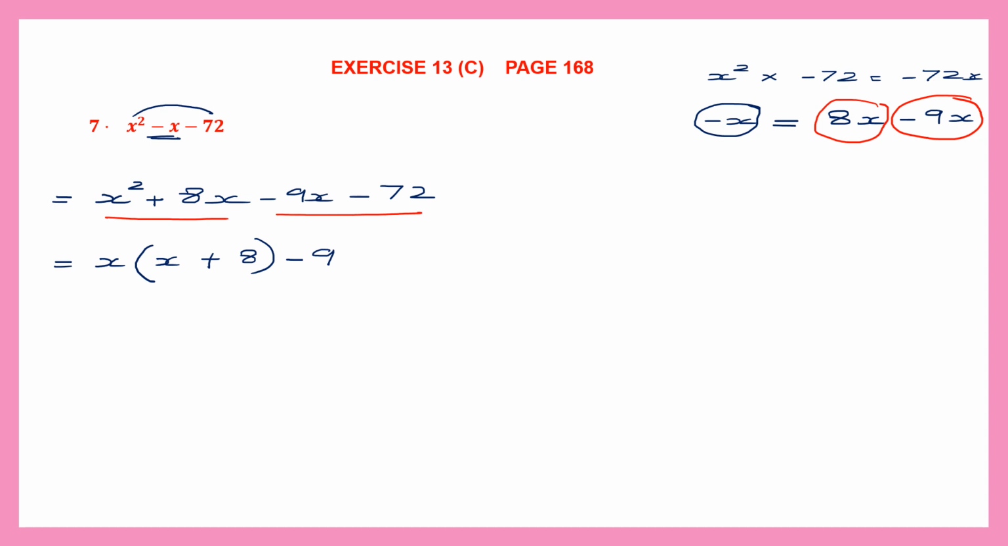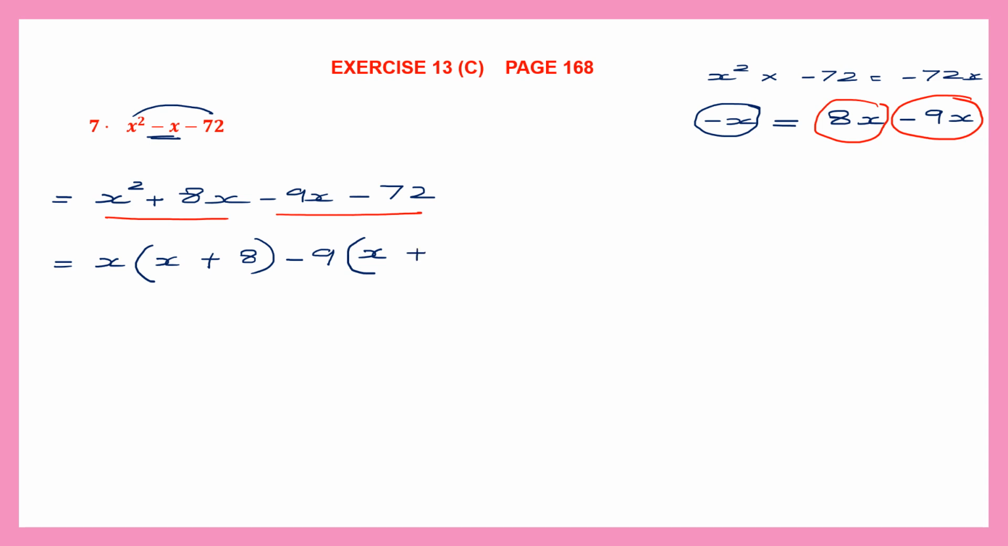Because 9 8s are 72, I can put 9 outside. Now inside the brackets, if I put x alone, because I've already removed minus 9, I've put x here. So minus 9 into x will give me minus 9x. I get this back. Now here I have a minus sign which I have already put outside. So here I can put a plus sign.